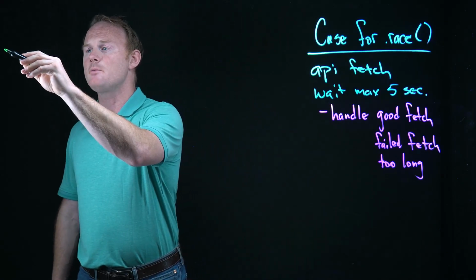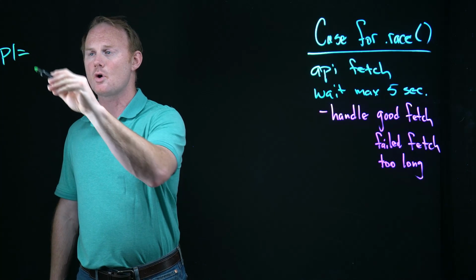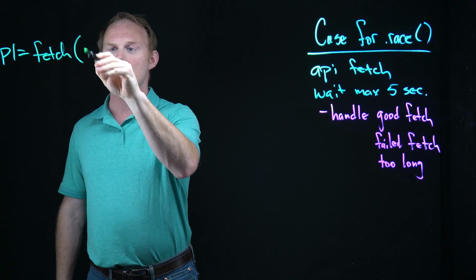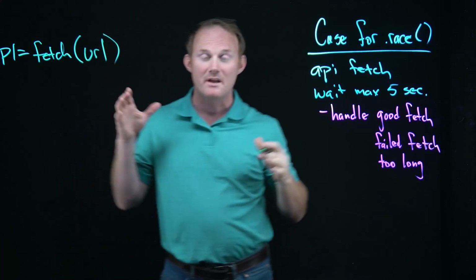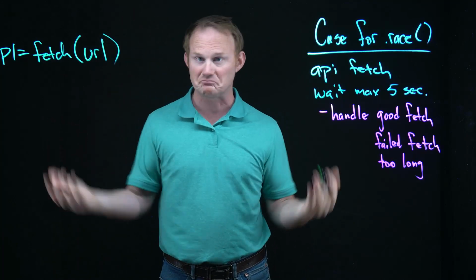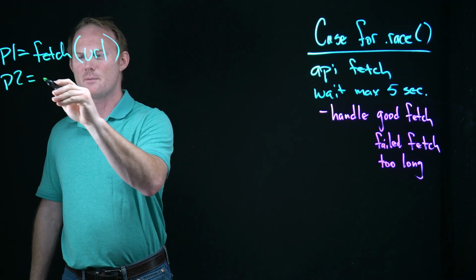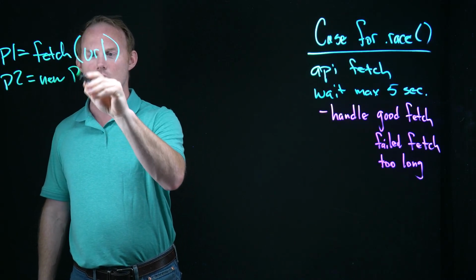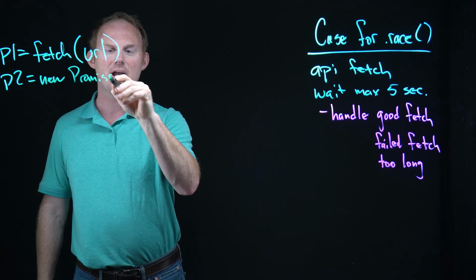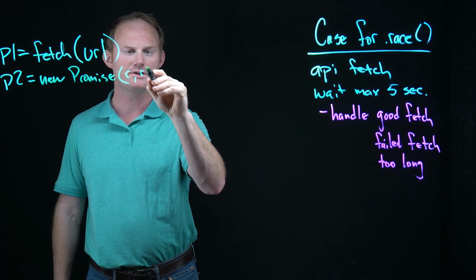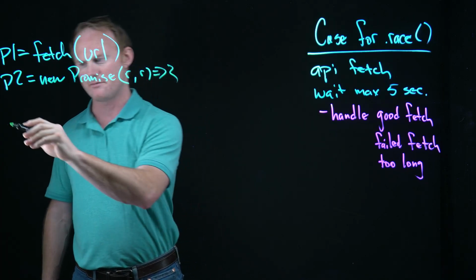The way that I am going to do it is I'm going to make a variable called P1, and I'm going to use the fetch API, and we will go to our URL. The fetch API returns a promise, so we don't need to do anything else. That right there is enough. We'll have a promise 2, which will be a new promise, and this thing, it's going to have resolve and reject. Remember, this is just pseudocode, not perfect.